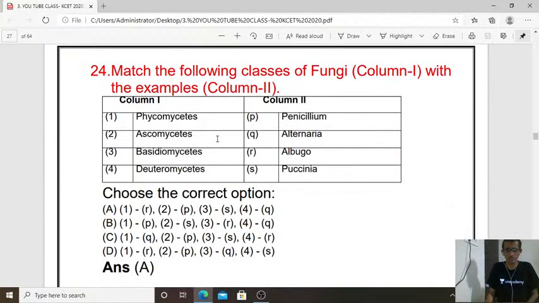Match the following classes of fungi with their examples. So the answer is A. Now what does A mean? Phycomycetes, Albugo; Ascomycetes, Penicillium; then Basidiomycetes, Puccinia; and the fourth one, Deuteromycetes, Alternaria. So the answer is A for question number 24.